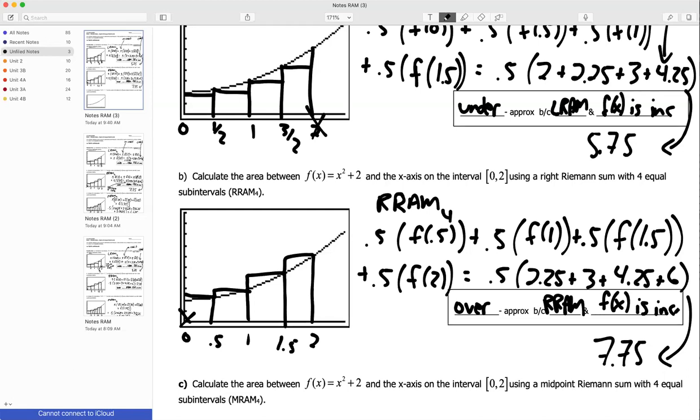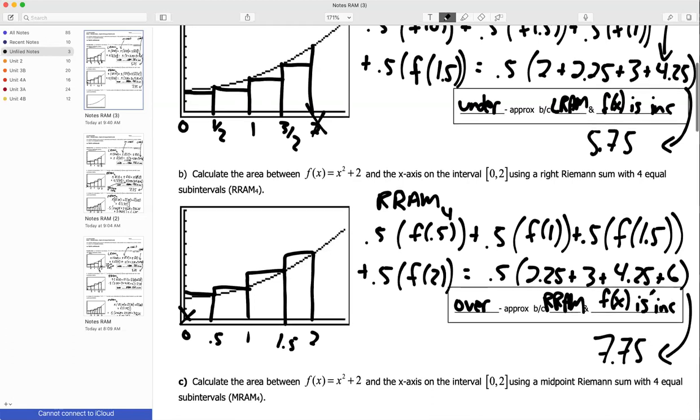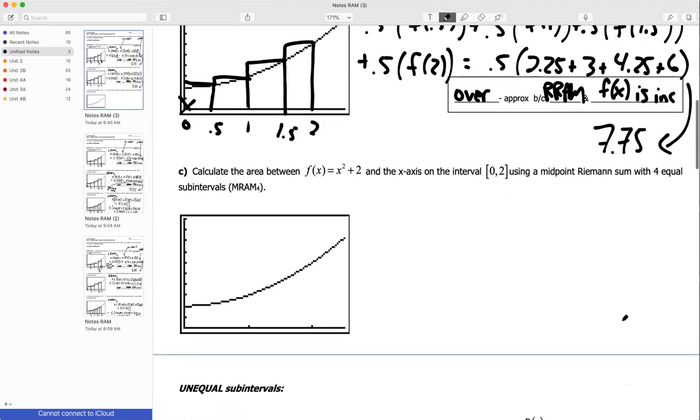So now we're going to look at one more example here using the same function, and this time do a midpoint Riemann sum, again with 4 equal subintervals. So this time I want an MRAM 4, and let's draw a nice little picture. Okay, I've got 0, 1, 2. This is 1/2, and this is 1.5.